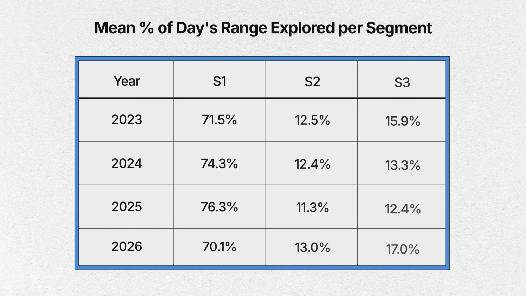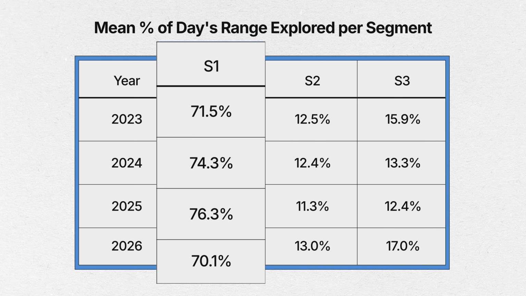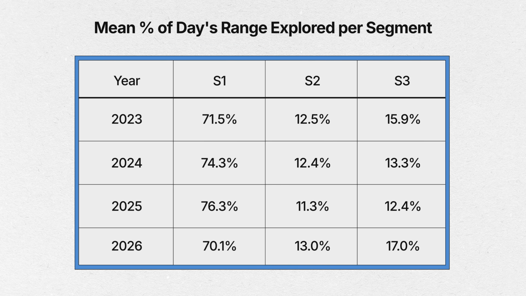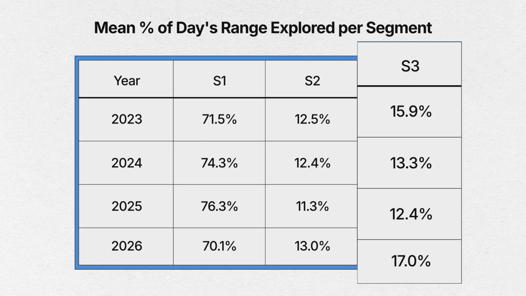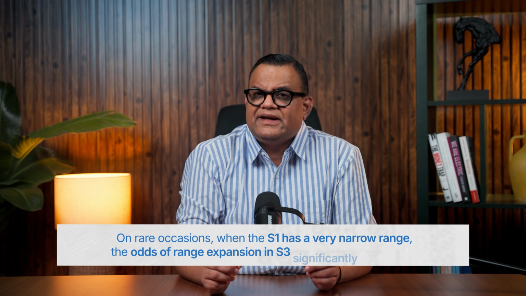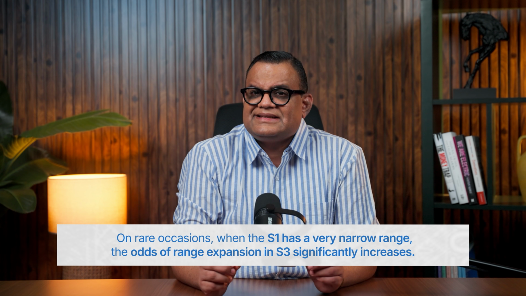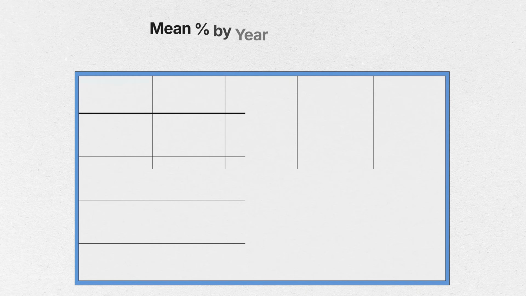Now look at this chart. Almost 70% of the day's range gets done in the first 2 hours, leaving very little for the rest of the 2 segments. However, between S2 and S3, the last 2 hours, that is S3, offers better and greater range expansion opportunities. On rare occasions when S1 has a very narrow range, the odds of range expansion in S3 significantly increases. Now look at this chart.